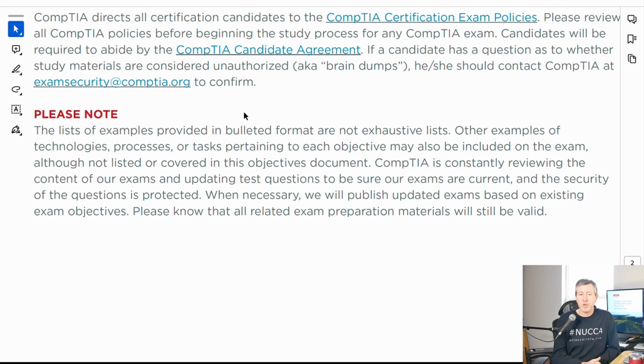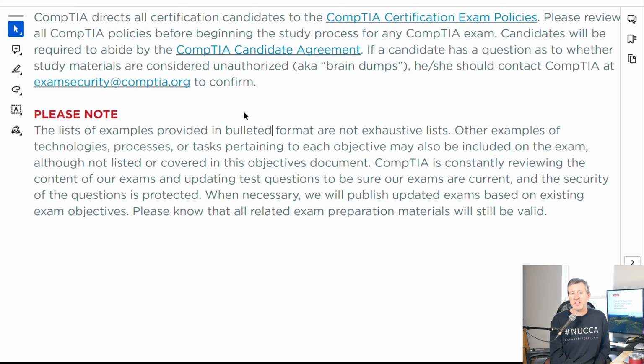CompTIA is constantly reviewing the content of our exams and updating test questions to be sure our exams are current and the security of the questions is protected. In other words, making sure people don't cheat and memorize these questions or take a screenshot or record it and release them out to the public. So avoid all those exam dumps, the brain dumps. A lot of them have wrong answers anyway, so you're really doing yourself a disservice if you don't actually learn this information. But when necessary, we will publish updated exams based on existing exam objectives.